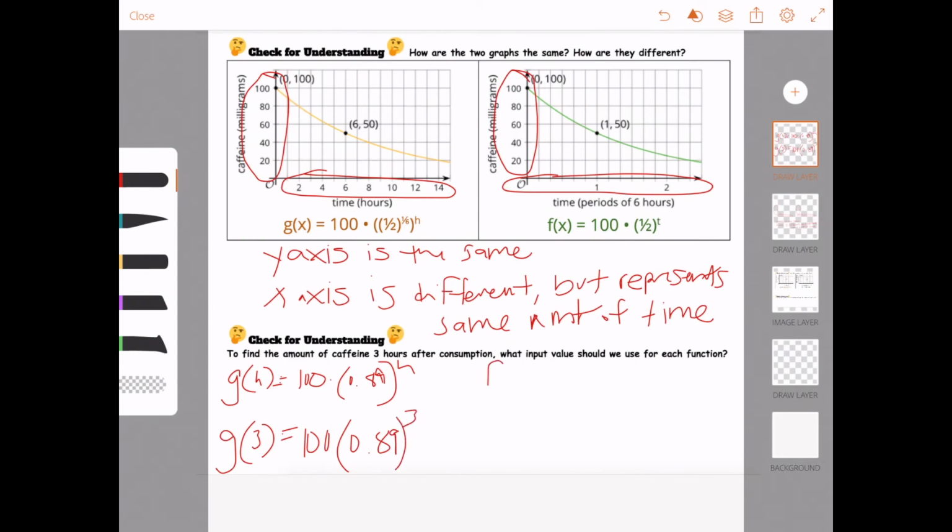And for f of x, this is our half-life function. So I'm going to write this out real quick. It's 100, the initial amount, times 1/2, which is our decay factor, to the power of x. And since we know 1 half-life is 6 hours, we can just put in 1/2 here, because a half of a half-life is 3 hours, because 1/2 of 6 is 3 hours. So just plugging in that 1/2 value into this equation, and both of those represent 3 hours.